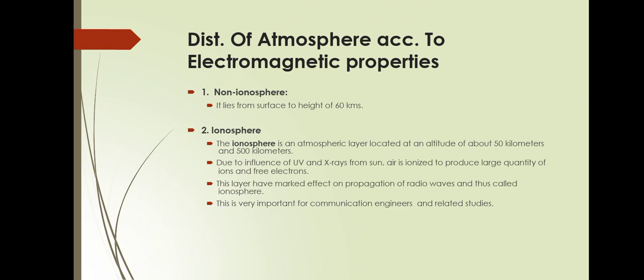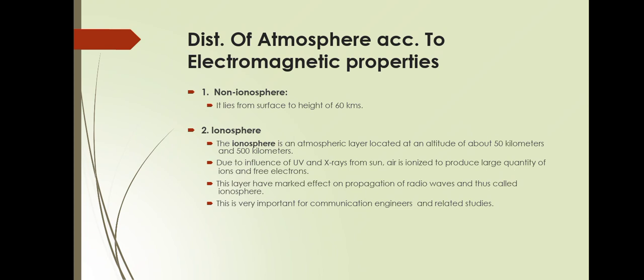Next is the distribution of the atmosphere according to electromagnetic properties. Electromagnetic properties have two main types: the non-ionosphere and the ionosphere. The foremost point about the non-ionosphere is its height: it lies from the surface up to 60 kilometers above the surface of the Earth.